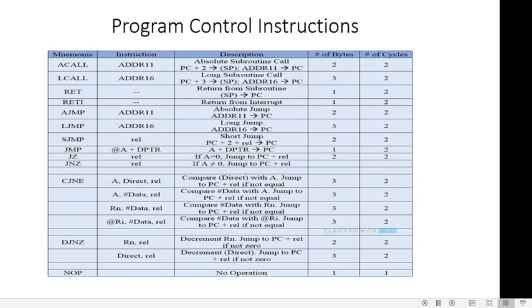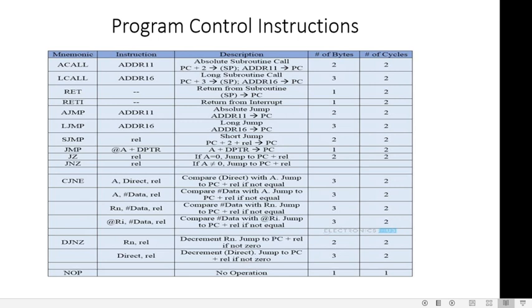Now, in the table, we can see that there are AJMP, LJMP, and SJMP, which indicate absolute jump instruction, long jump instruction, and short jump instruction. That means we can see how we are writing this instruction. Absolute jump address is 11-bit, long jump address is 16-bit, and short jump address is a reference address. How is the short jump address calculated? PC plus 2 plus reference is the PC value.